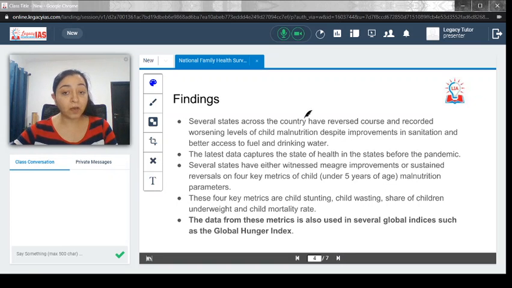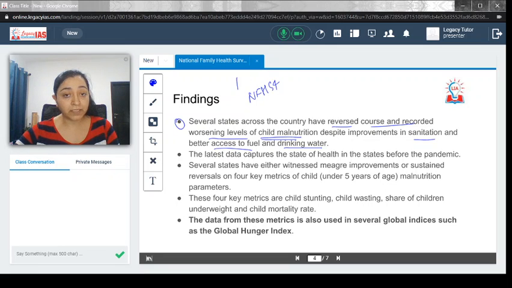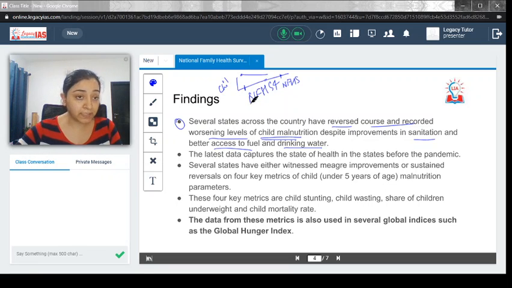So several states across the country have reversed course and recorded worsening levels of child nutrition despite improvement in sanitation and better access to fuel and drinking water. Now this is how the trend is going to be. So when you are making your graph, where the x-axis is NFHS 4 and NFHS 5, and on the y-axis you have child malnutrition, you will see that the level has actually increased. So this is how you're going to represent the data in your examination.